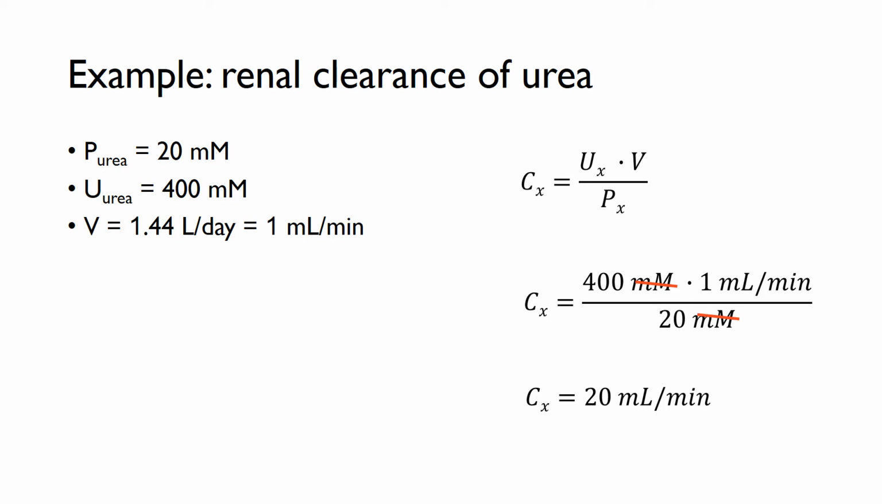So here's your equation, C equals U times V over P. Plug and chug your variables and you get 400 millimolars times 1 mil per minute, your urine flow rate, divided by 20. You can cross out your units that are alike and you're left with a clearance of 20 mils per minute.